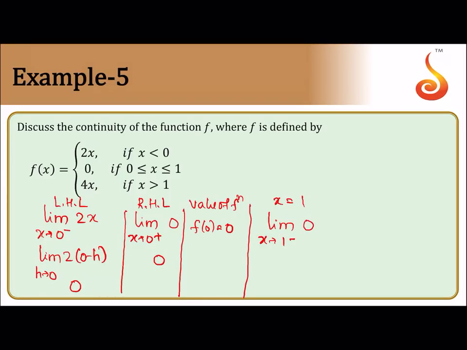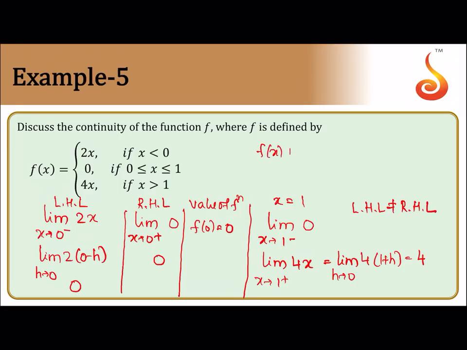So the function is continuous at x equal to 0. All three are equal. Now let us check at x equal to 1. Limit x tending to 1 minus is 0. Limit x tending to 1 plus, it is 4x. This can be written as limit h tending to 0, 4 into 1 plus h, which is equal to 4. So clearly the left hand limit is not equal to the right hand limit.